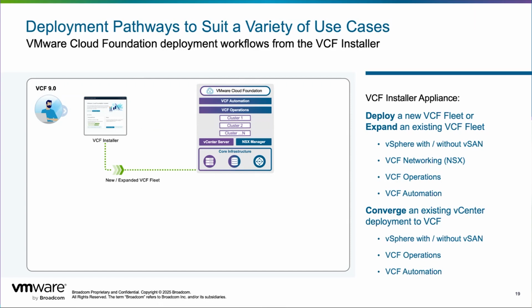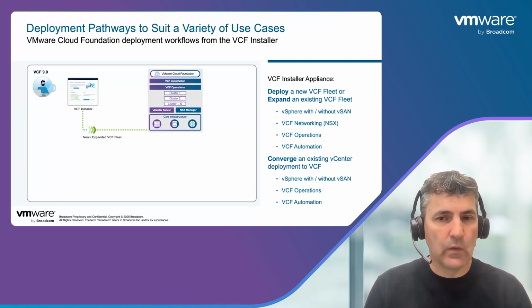And when it stands it up, keep in mind that for this new VCF instance, in my examples, I'm going to use vSAN in all the examples. So I'm going to be calling out vSAN, but just keep in mind we do support NFS and Fibre Channel as well. So even though I'm saying vSAN, those other types of storage are supported.